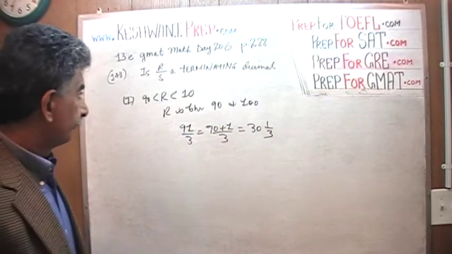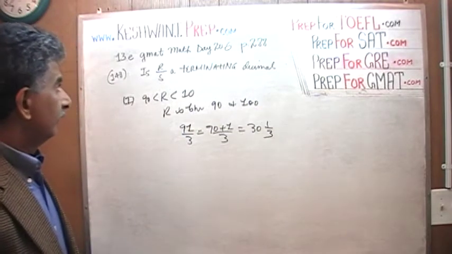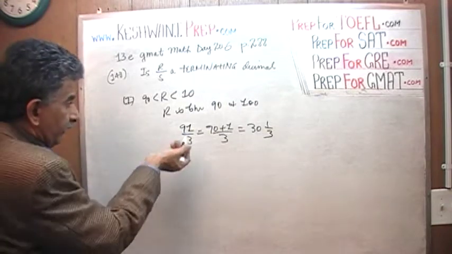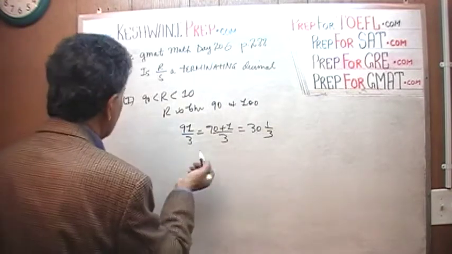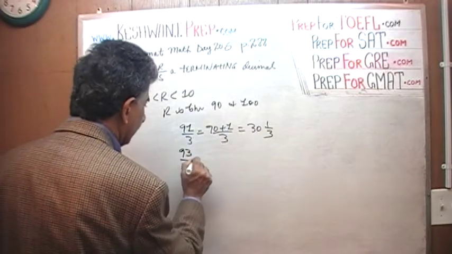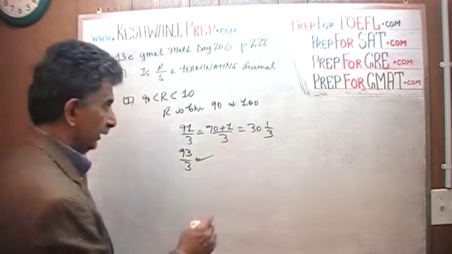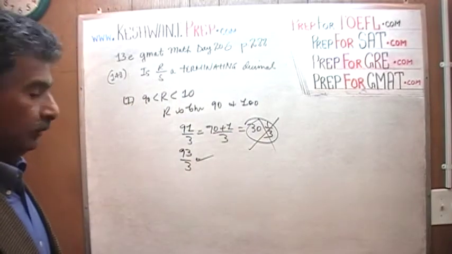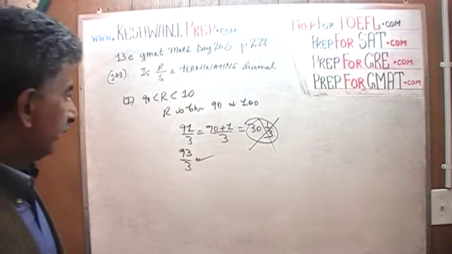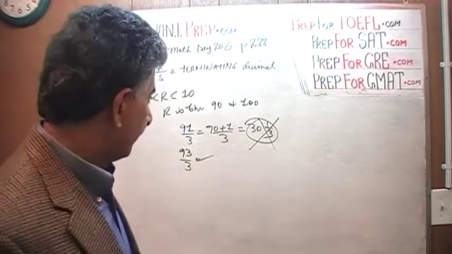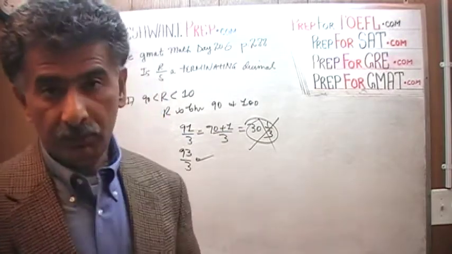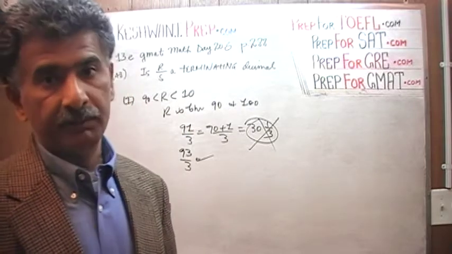The question is: is R over S a terminating decimal? The answer is we cannot tell, because it could be 90 over 3, or for all we know, it could be 93 over 3, in which case it is a terminating decimal. In this case it is not. 91 over 3 is not a terminating decimal. 91 over 3 will simply be 30.33333 forever and ever. On the other hand, 93 over 3 would be a terminating decimal.